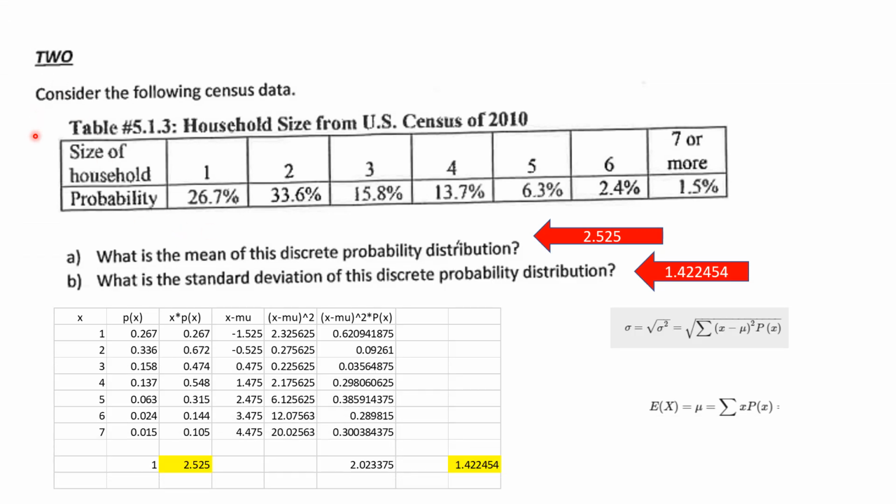Here in problem 2, I gave you a bunch of data and probabilities associated with each of those, and you wanted to find the mean and the standard deviation of this discrete probability distribution. So here's the formula for the mean, here's the formula for the standard deviation, and you do the calculation with Excel. You get that the mean was 2.525, and the standard deviation was 1.422454. And here are the calculations using Excel.